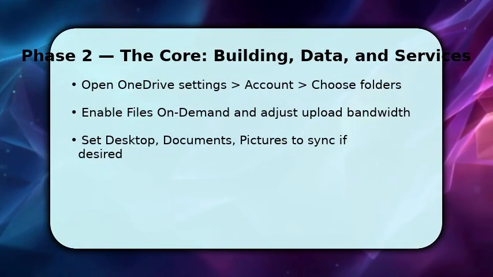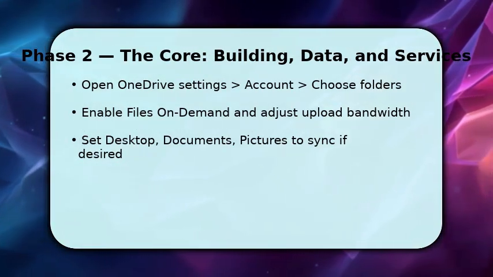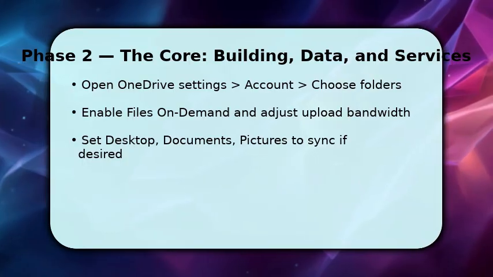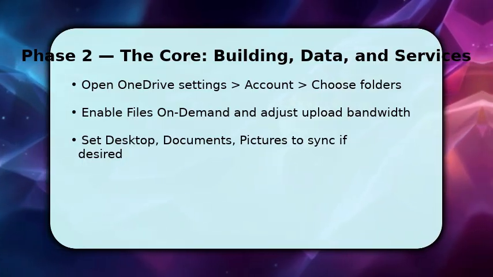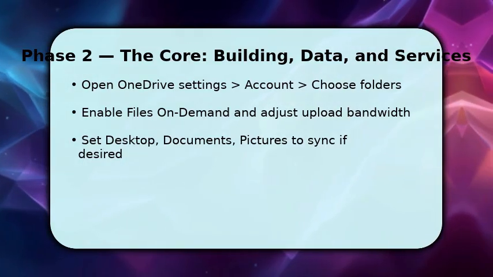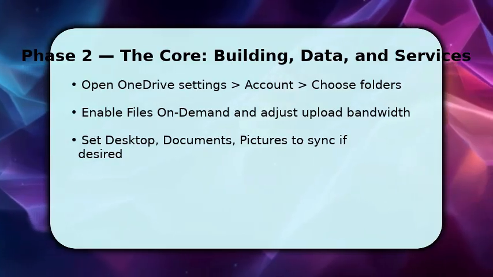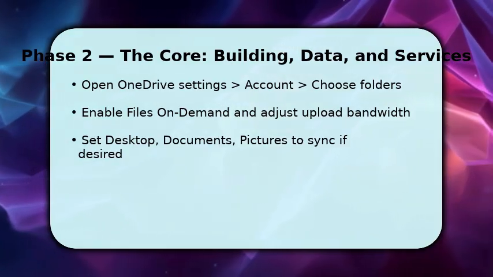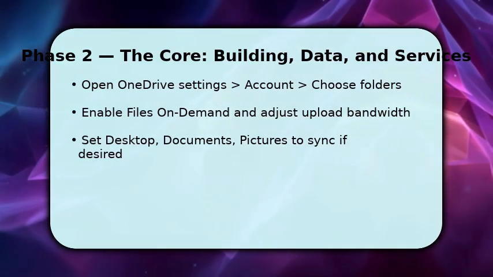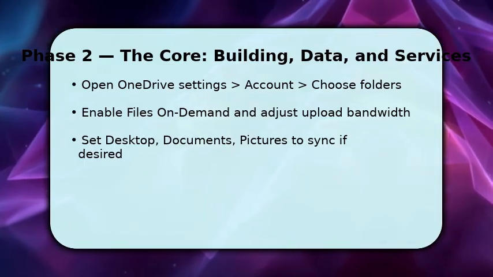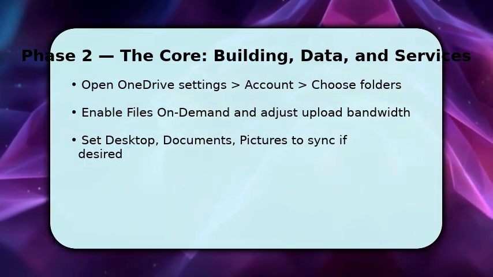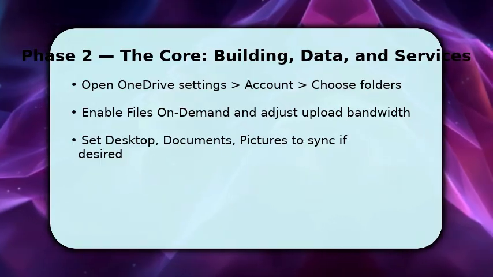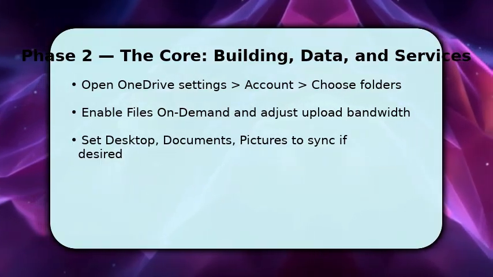Once done with sign-in, you select exactly what to sync so desktop storage stays predictable. Open OneDrive settings, go to Account, then choose Folders. Pick Desktop, Documents, or specific folders to mirror on your PC. Enable Files on Demand to keep large files online only until you open them. This preserves local disk. Also tune network settings to limit upload and download bandwidth when needed.